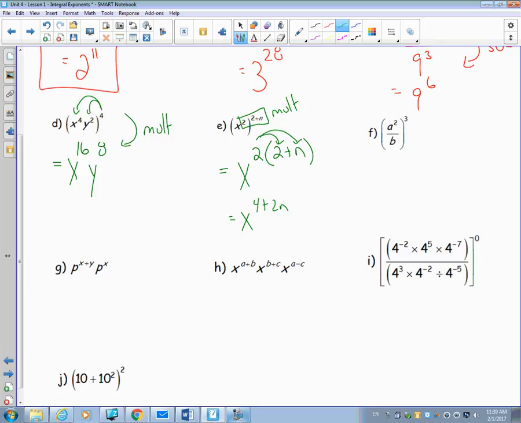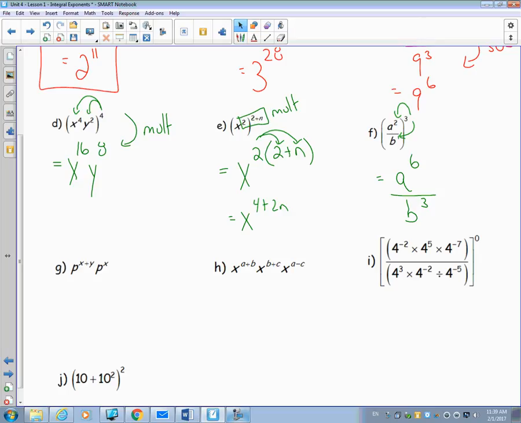If I look at the next one, again I see a power to a power. I make sure I apply it to the top, but also the bottom. So we'll get a to the 6 on top, and 3 times 1 makes b to the 3 on bottom. It's in a bracket. We've got to apply the exponent to all the parts of the bracket.